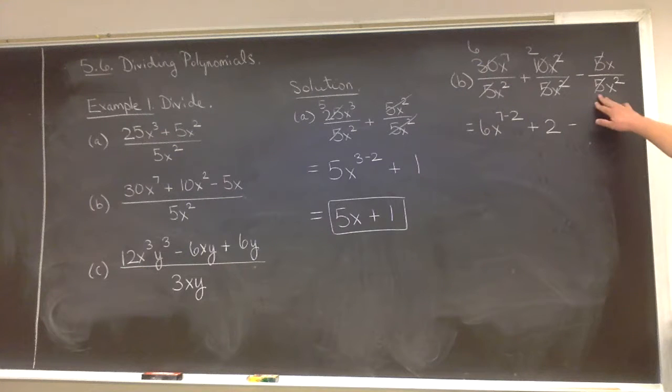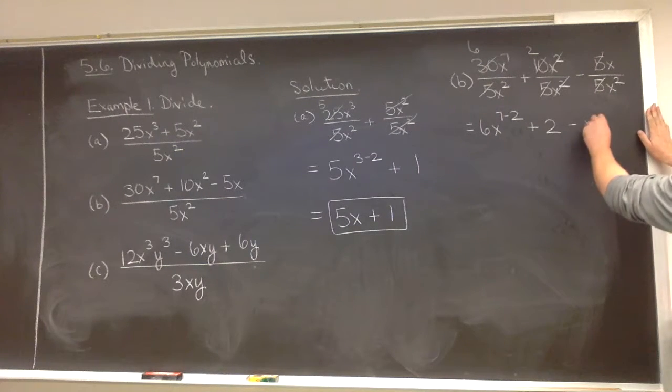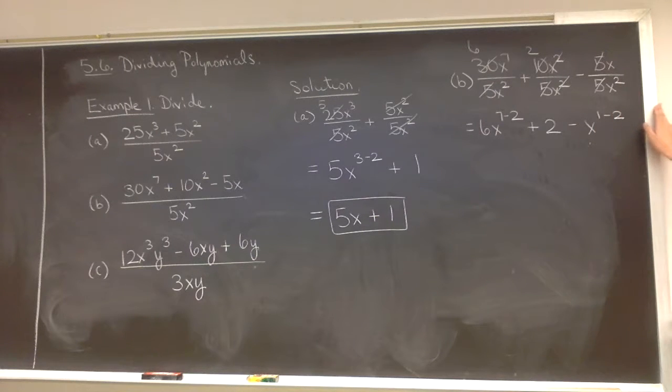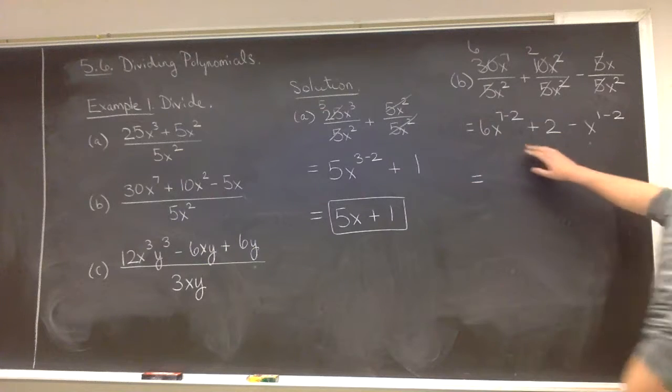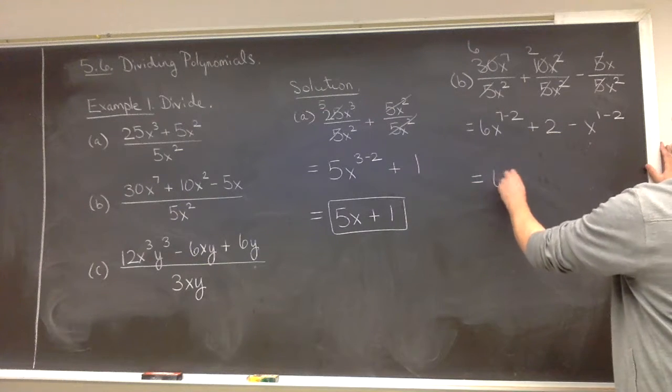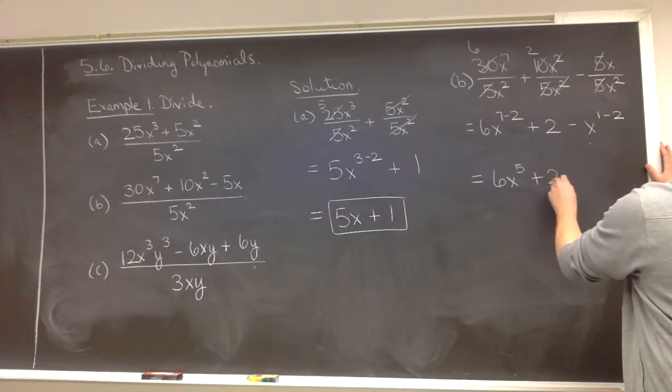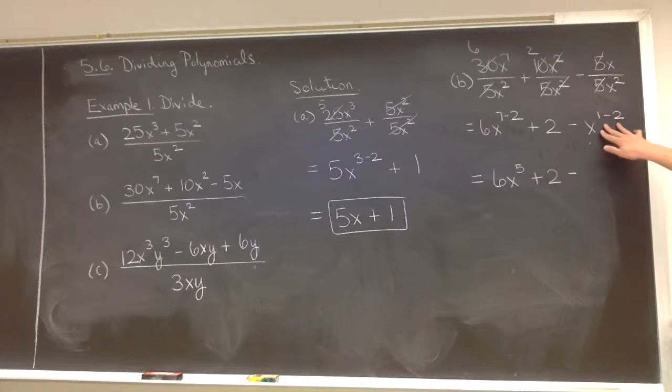In the third one, 5's cancel completely. 1 power of x on top, 2 on bottom. So that's 1 minus 2. 7 minus 2 is 5. 1 minus 2 is negative 1.